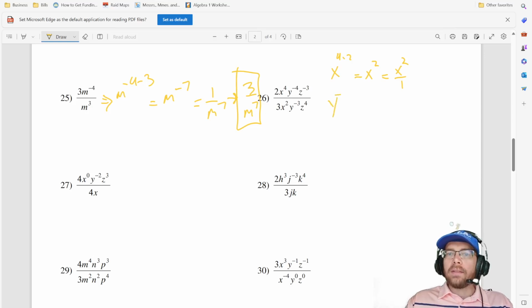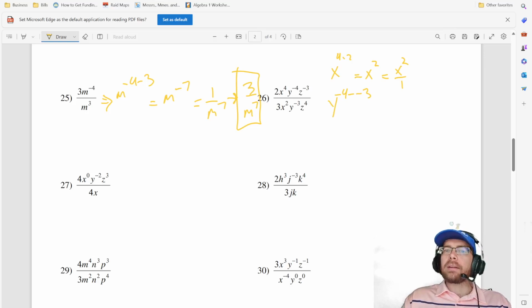Well, it'd be y to the negative 4. Careful, minus a negative 3. It's minusing, but the denominator power is negative, so it's minus a negative 3. That's y to the negative 4 plus 3. Two negatives right next to each other cancel and make a positive. So y is equal to negative 1. Or sorry, y to the negative 1 power, which is 1 over y to the first power.